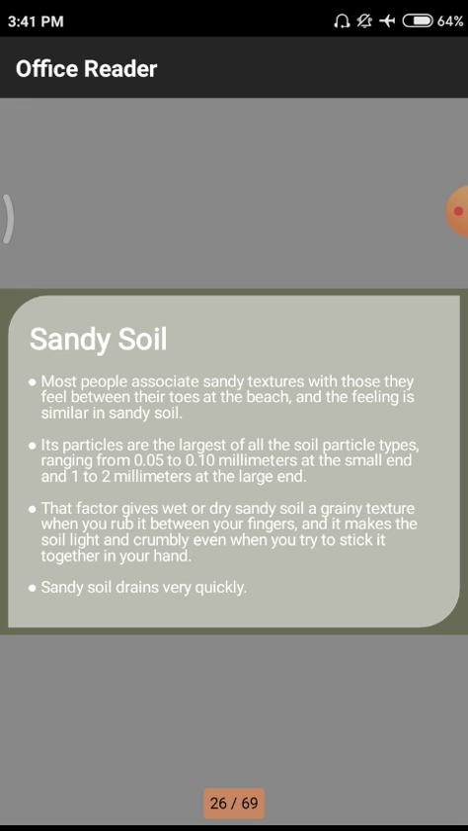Okay, what are the drainage properties, and how are they affected by different soils? First of all, we have sandy soils. Most people associate sandy textures with what they feel between their toes at the beach, and the feeling is similar in sandy soils.